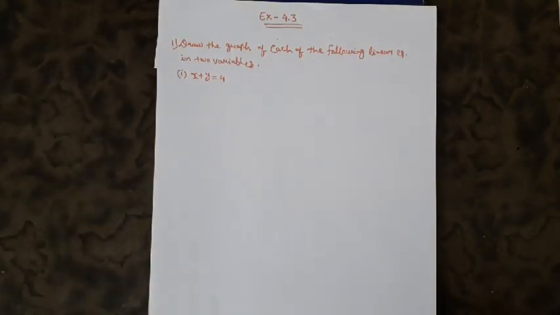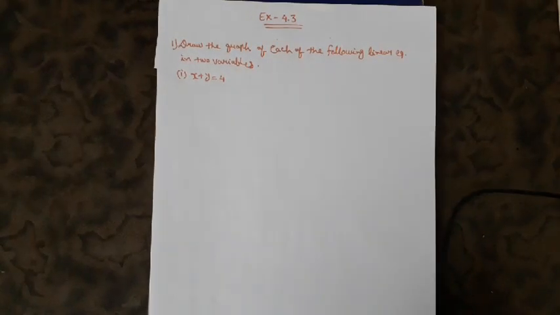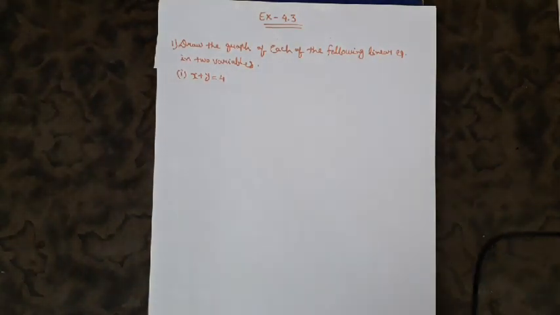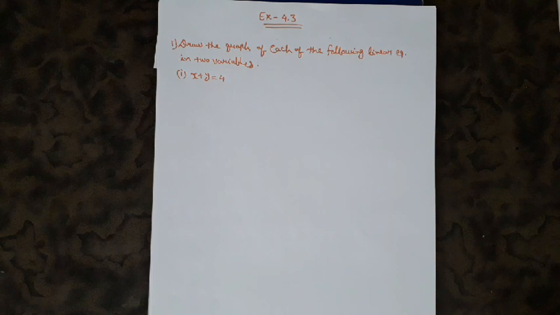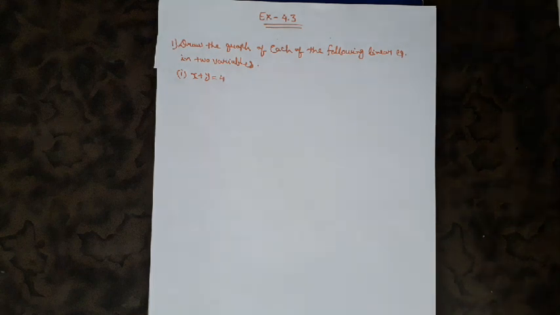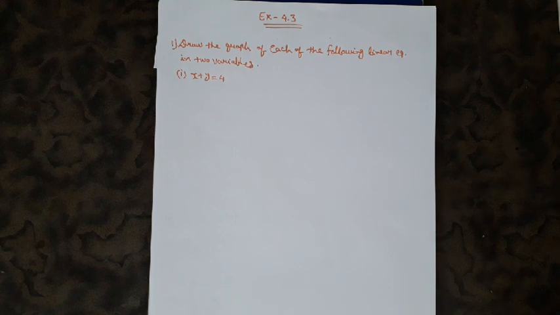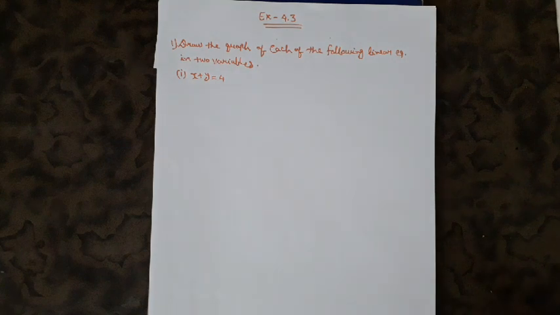So the very first question is: draw the graph of each of the following linear equations in two variables. The first equation we have is x plus y equals 4. For drawing its graph, first we need to find the solution of the given equation. As we have done in exercise 4.2, the same method we have to use here. So by using that method, first we'll find the solution of this equation. So let us see.